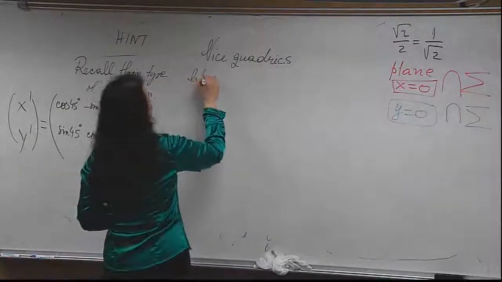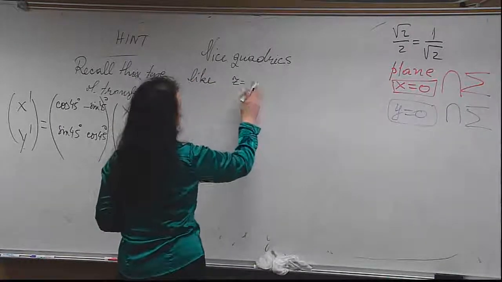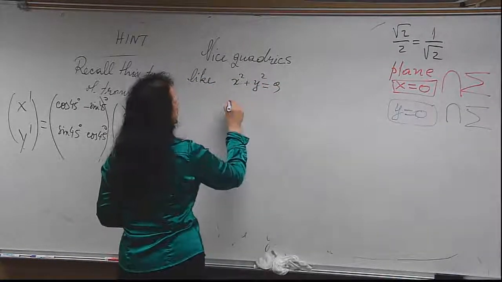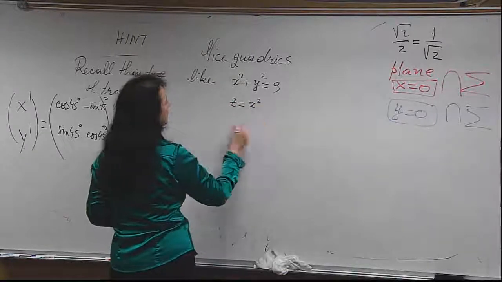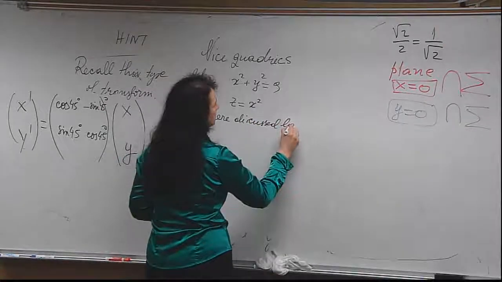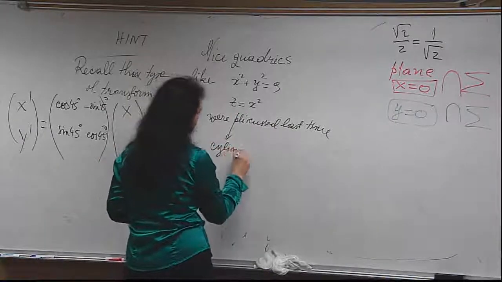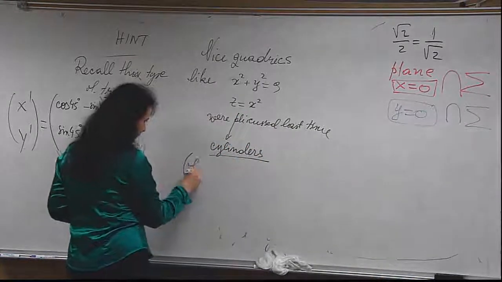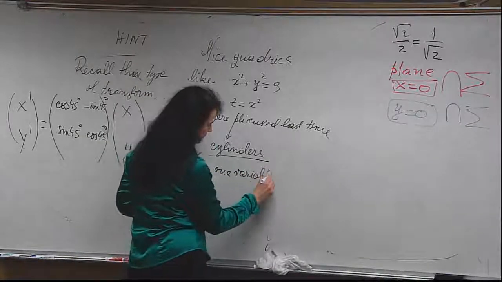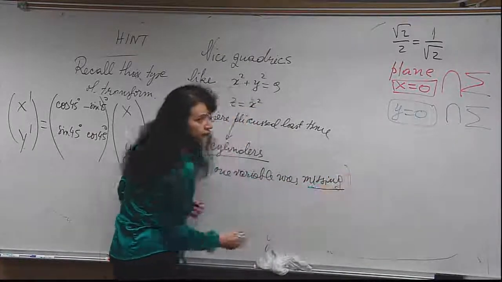Like z equals, what did we do last time? It was like x squared plus y squared equals 9, z equals y squared that were discussed last time, and we decided that they are cylinders because, how did we decide? One variable was missing. And that variable can be considered to be a parameter.